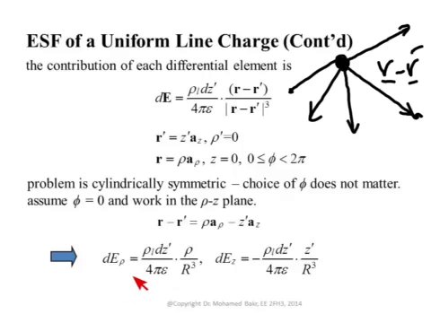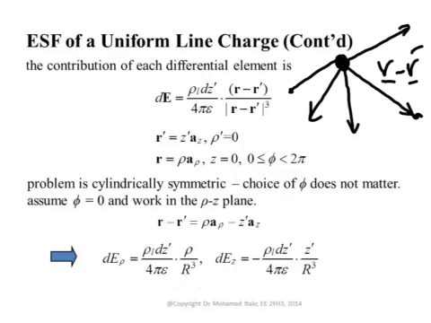One B contribution will be in the rho direction, another contribution in the Z direction. This is coming from the fact that this vector has two components. What I did here, I substituted this term into this expression, and I replaced the modulus R minus R dash by this vector R cubed.